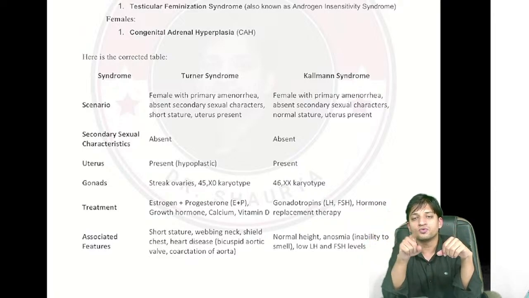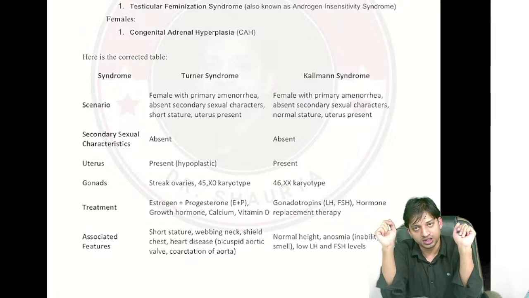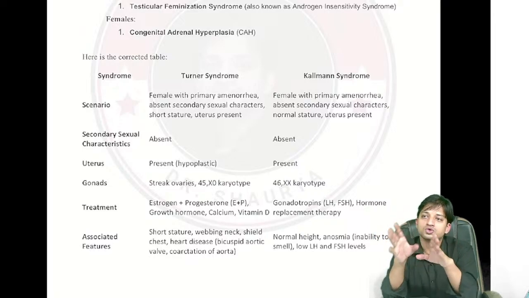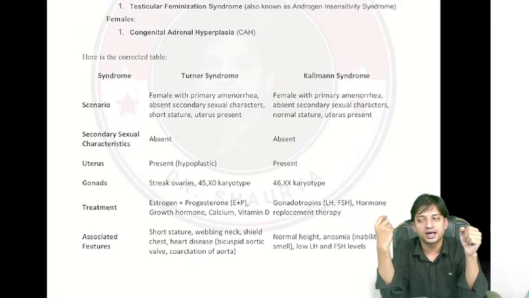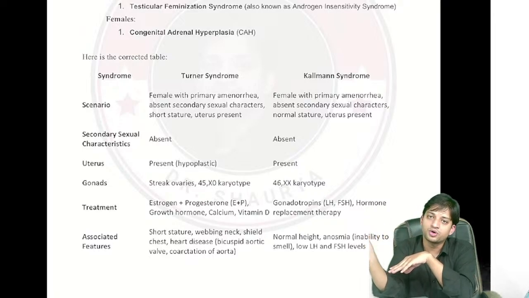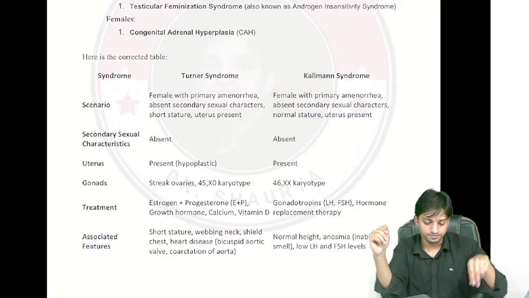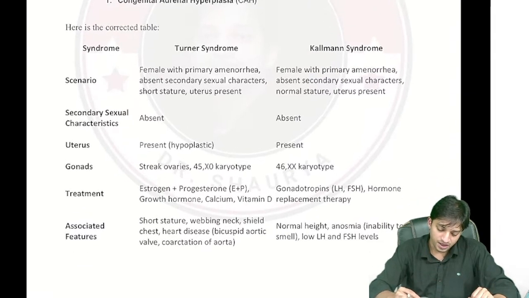Her genotype is 46XX. She has viable ovaries, so ovulation can be induced by giving drugs. She just does not have the uterus, so she cannot keep the child in her womb. But yes, we can extract the ovum, and by assisted reproductive technique, she can conceive a child. Right?